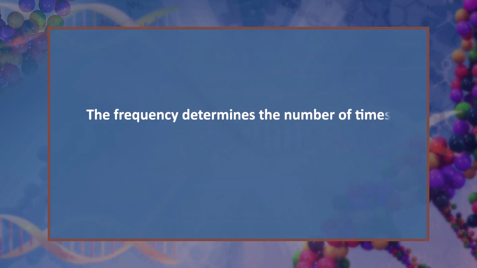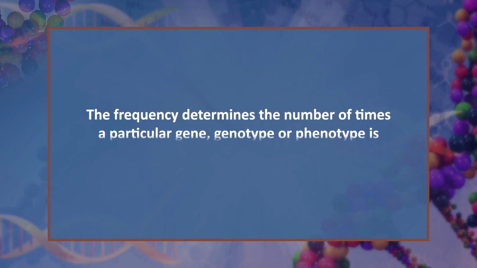The frequency determines the number of times a particular gene, genotype or phenotype is repeated in a particular population. The key difference between gene frequency and genotype frequency lies in the particular factor in which the frequency is determined. Genotype frequency and allele frequency are two parameters used in this. This equation calculates the genetic variation of a population at equilibrium.